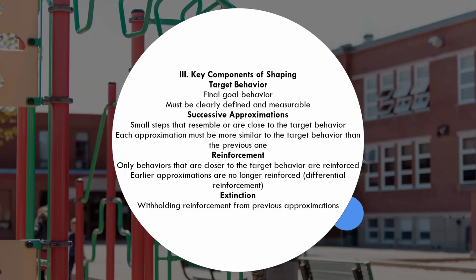Shaping uses what we call differential reinforcement, which is just reinforcing approximations, and then as they slowly master those earlier approximations and get good at that, we'll add another step in there, and we'll no longer reinforce the earlier approximations, just the later ones. So it combines reinforcement and extinction, which is just withholding reinforcement from previous approximations.